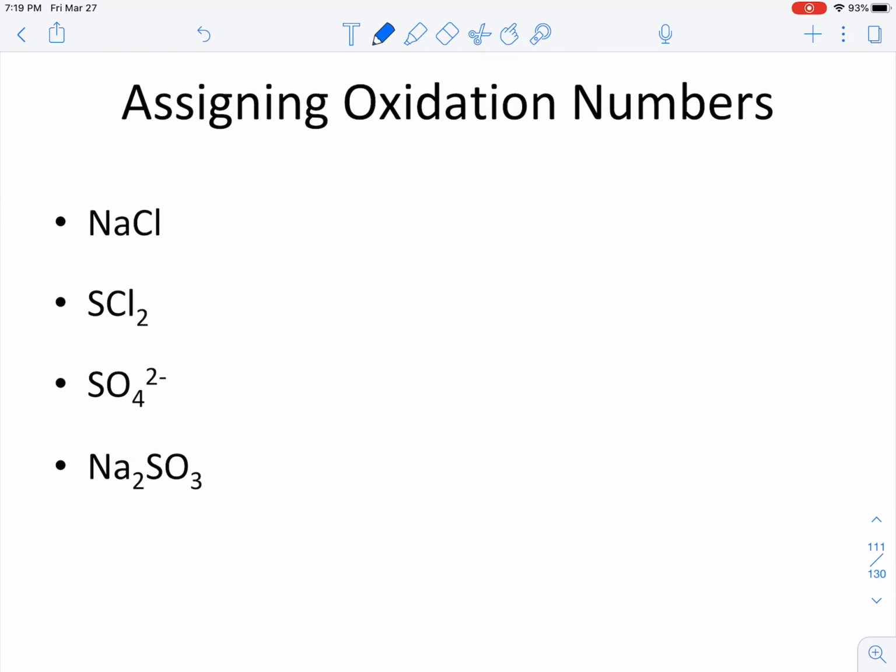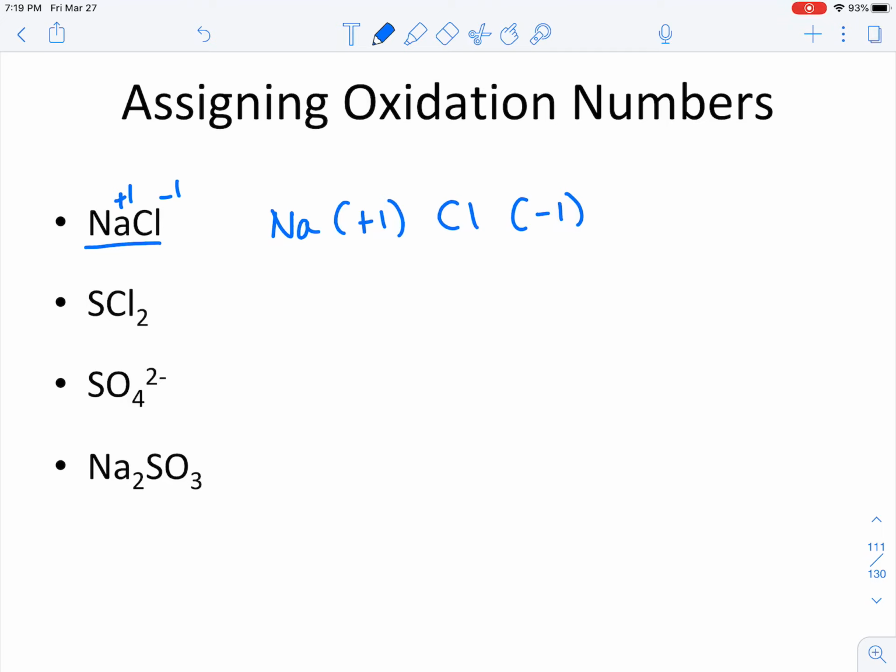All right, so the first one we're going to look at is NaCl. So NaCl is an ionic compound. So we know sodium predictably forms a +1 charge, and we know that chloride predictably forms a -1 charge. So because of that, I am going to say that sodium has an oxidation number of +1 and chloride has an oxidation number of -1. So again, if you have an ionic compound or an ion, you already know the oxidation number. It's the same as the charge.